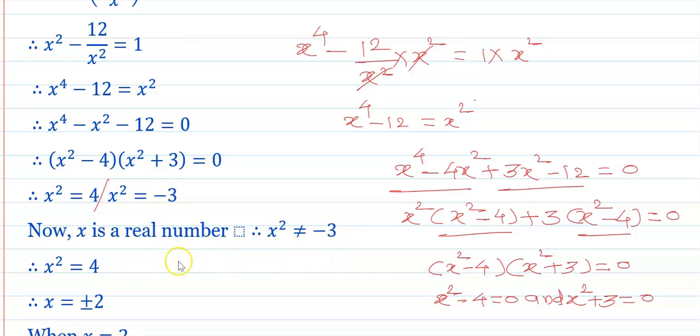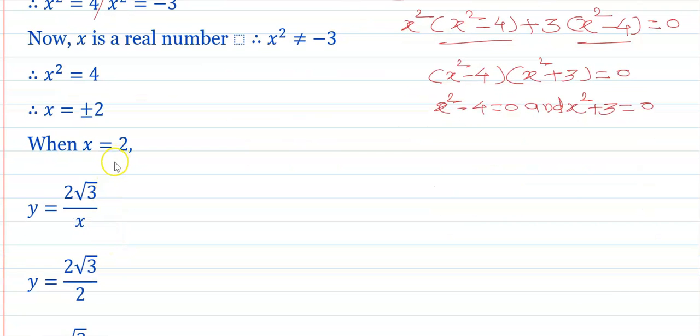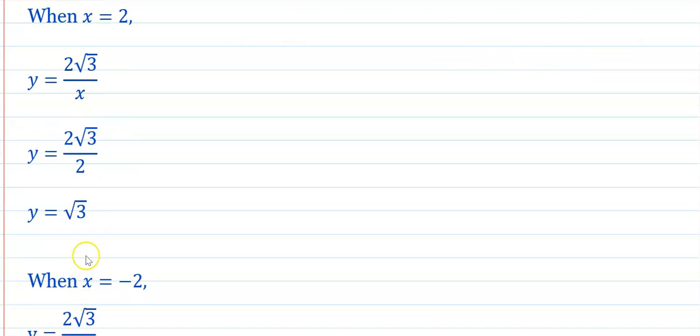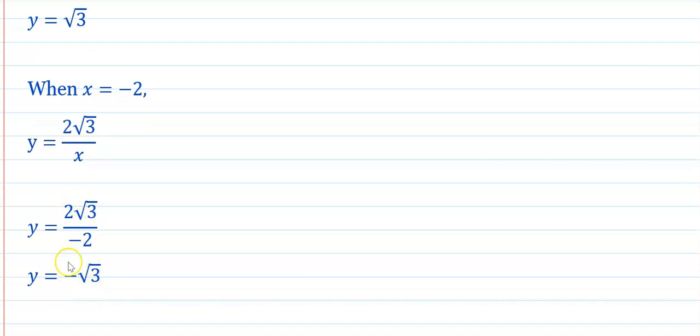So this is impossible. Which is possible? x square is equal to 4. Taking the square root on both sides, you will get x is equal to plus or minus 2. When x is equal to 2, what is y? y is equal to 2 root 3 upon x. Put the x value 2. The 2s get cancelled. You will get y is equal to root 3. When x is equal to minus 2, y is equal to 2 root 3 upon x. x is minus 2. Again these 2s get cancelled. You will get minus root 3.